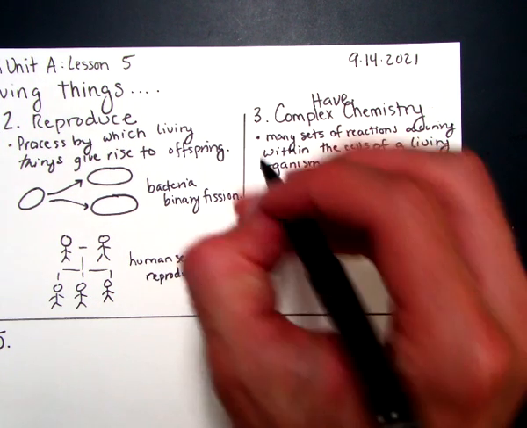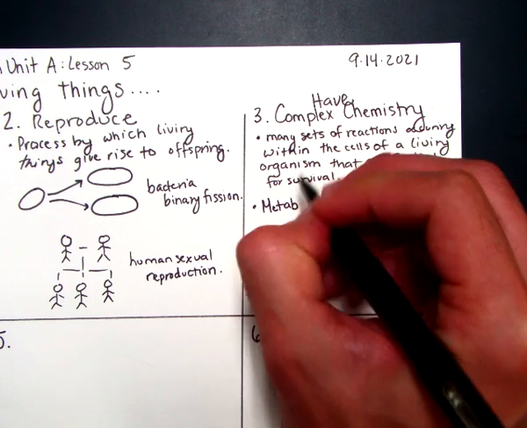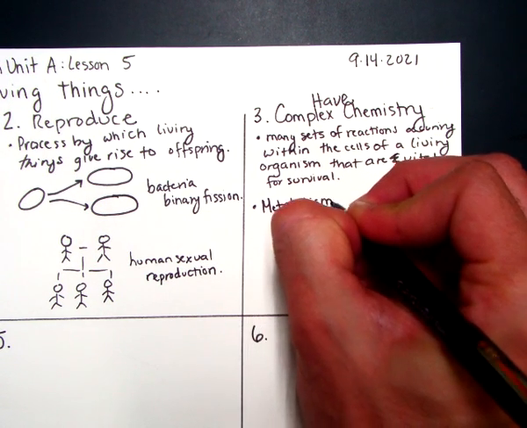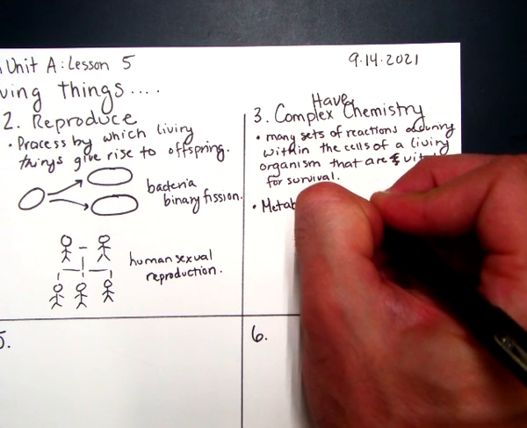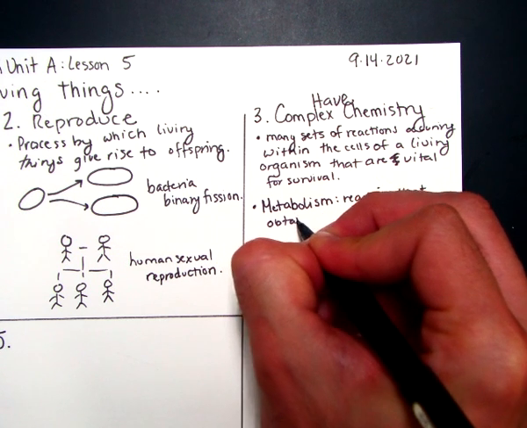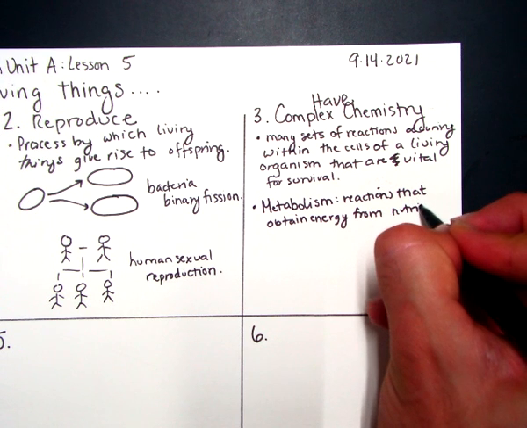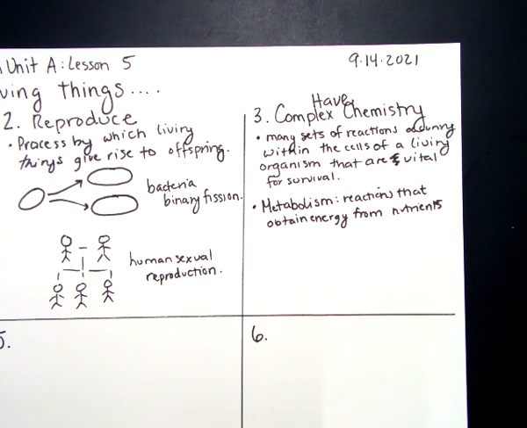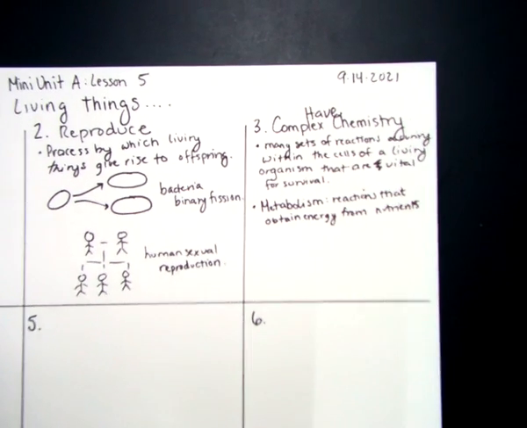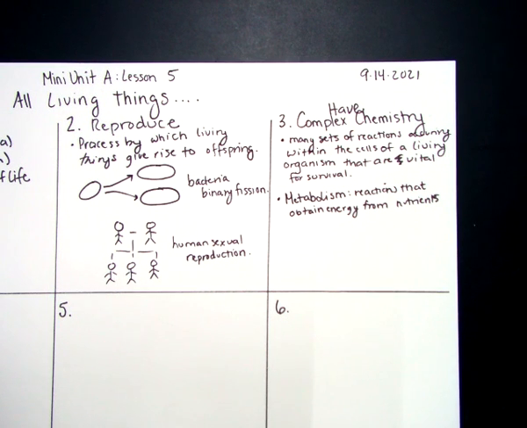Okay, most notably, we'll be talking about the sets of reactions that fall into the category of metabolism or metabolic reactions. And this is referring to reactions that obtain energy from nutrients. Okay, but all living things have this ability to carry out complex chemistry, these sets of reactions occurring within the cell that are needed for their survival.